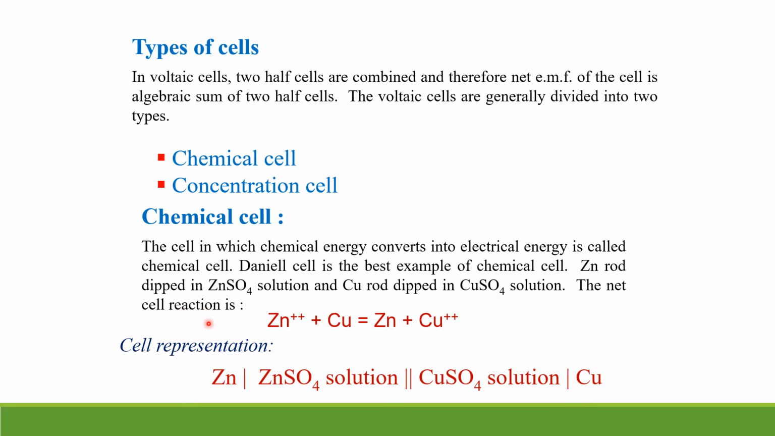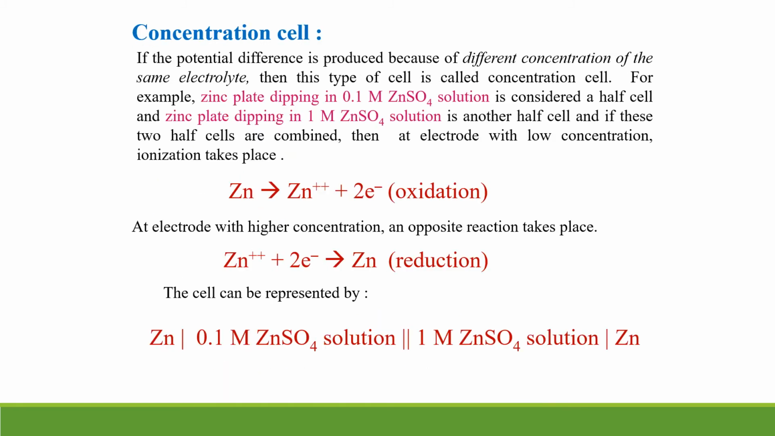The net cell reaction can be written as Zn plus Cu2+ gives Zn2+ plus Cu. And if you want to write the cell representation of this particular chemical cell, you can write zinc rod in contact with zinc sulfate solution, which is in equilibrium with copper sulfate solution, in which the copper electrode or copper rod is dipped. So this is the complete representation of such a type of chemical cell.